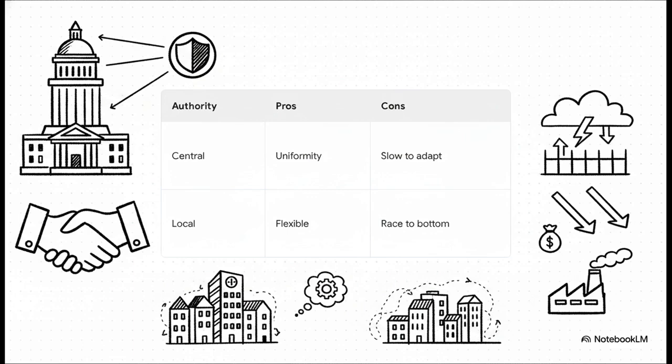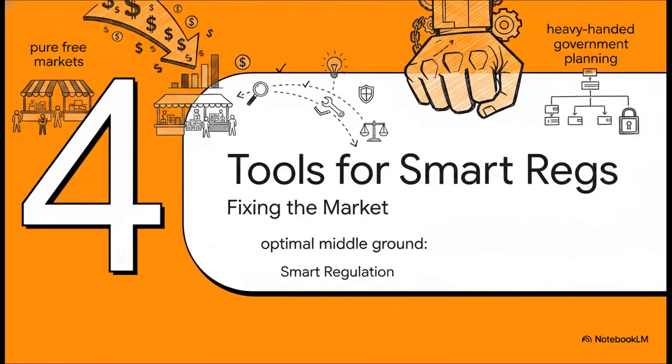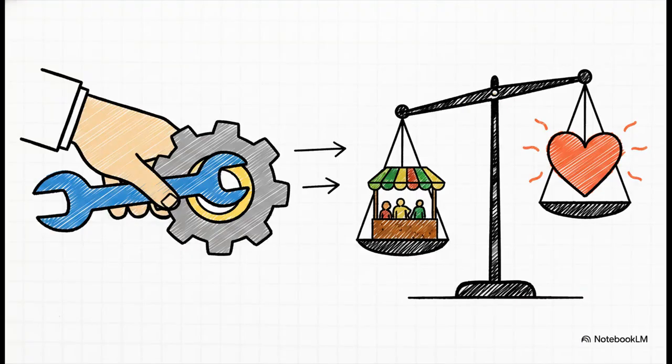Section 4. Tools for smart regulation. Finding that optimal middle ground. So the goal of smart regulation isn't to completely destroy free markets. Actually, it's about fixing them. Regulators are really trying to replicate the outcomes of a perfectly competitive market. They use targeted tools to eliminate monopolies and excess profit incentives, all while ensuring that broad social welfare, things like public health and infrastructure, is being actively addressed.